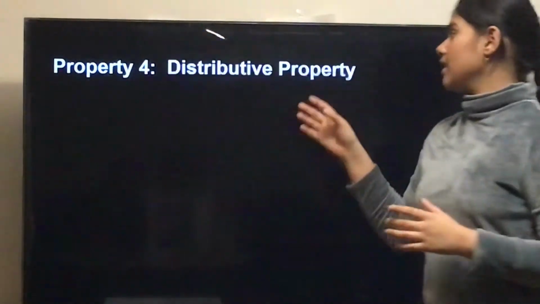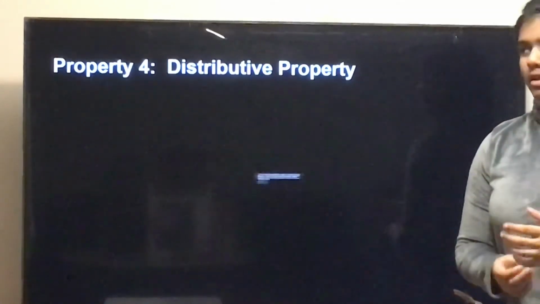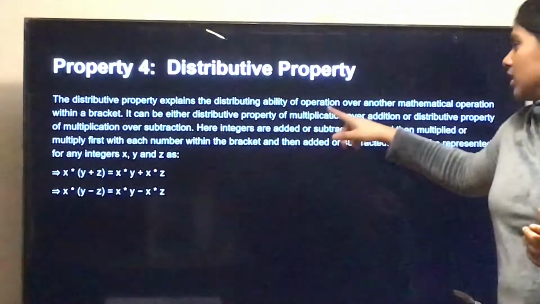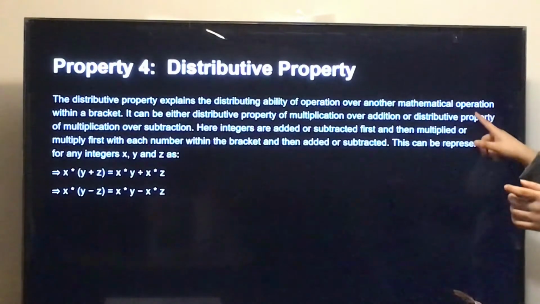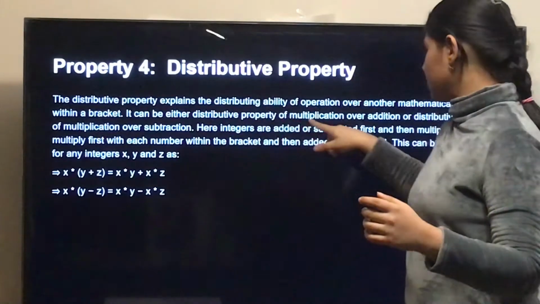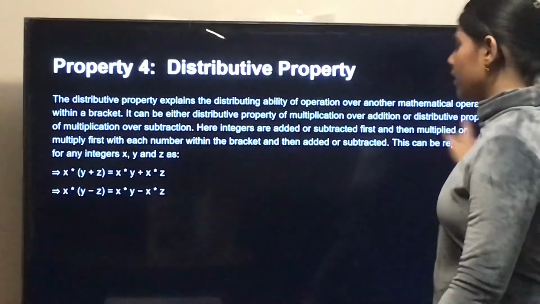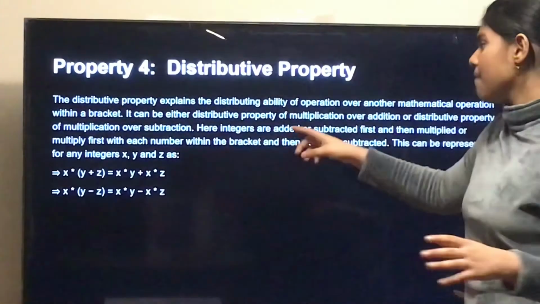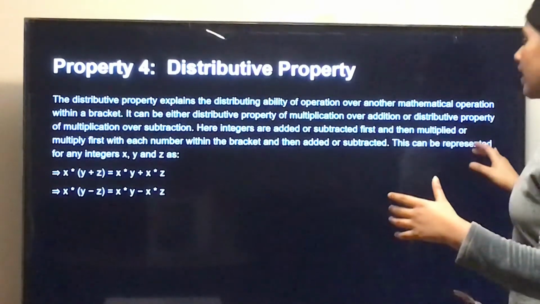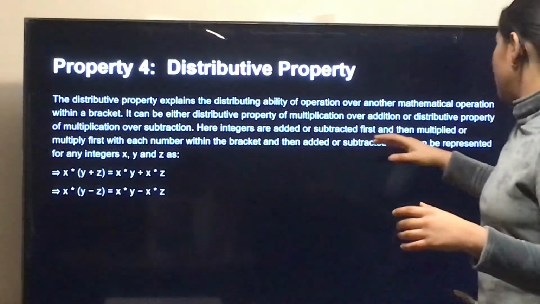The fourth property is the distributive property. Distributive property explains the distributing ability of operations over other mathematical operations within a bracket. It can be either distributive property of multiplication over addition, or distributive property of multiplication over subtraction. Integers can be added or subtracted first and then multiplied, or multiplied first with each number within the bracket and then added or subtracted.